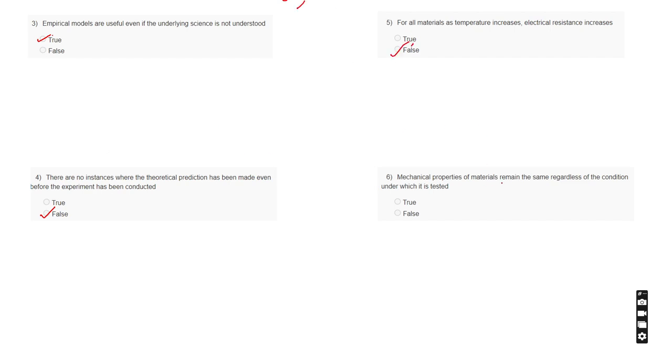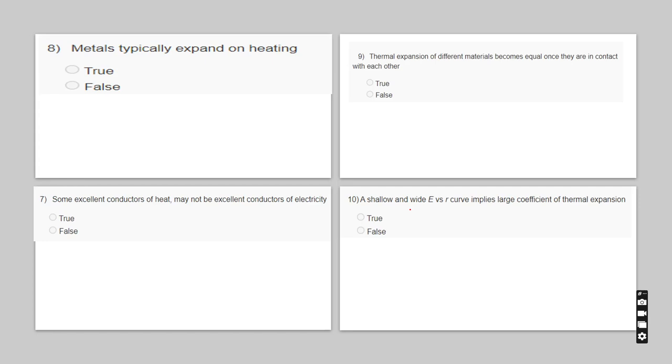Next one: the mechanical properties of a material remain the same regardless of the condition under which it is tested. Ma'am, it is false, ma'am. Sixth question. Yeah, that answer is false. Now, metals typically expand on heating. Is that true or false? Metals typically will expand. Yeah, that will be true.